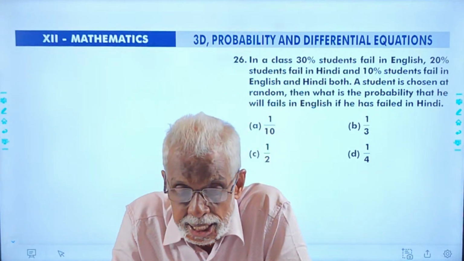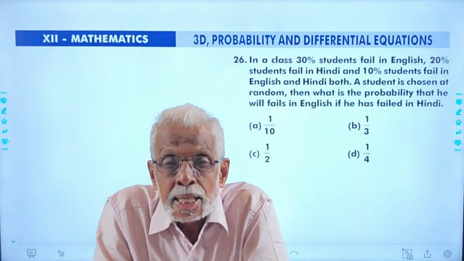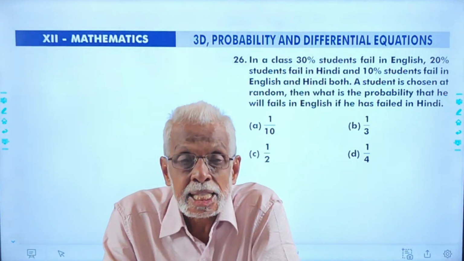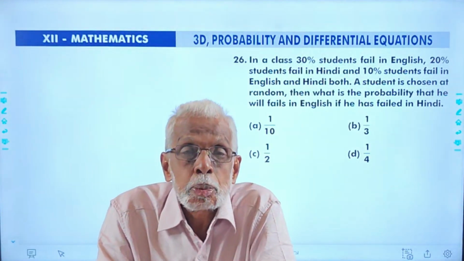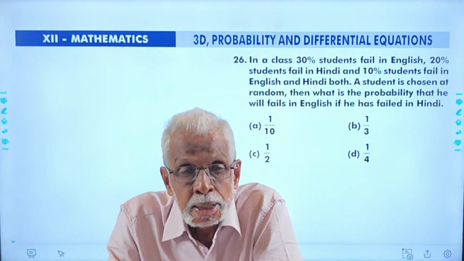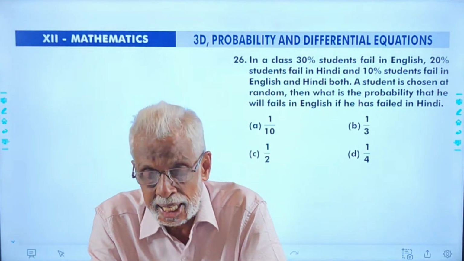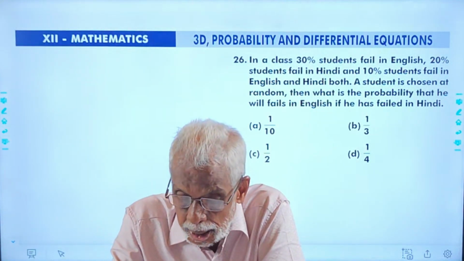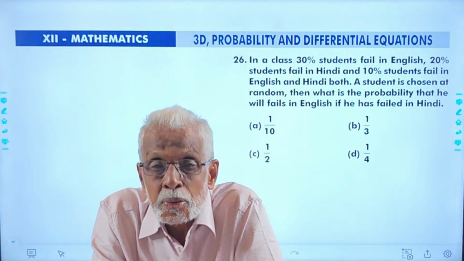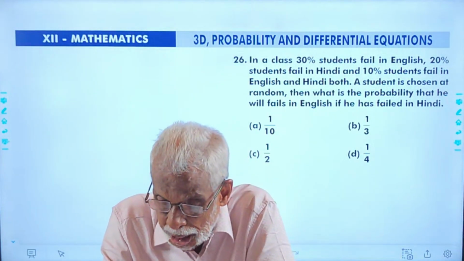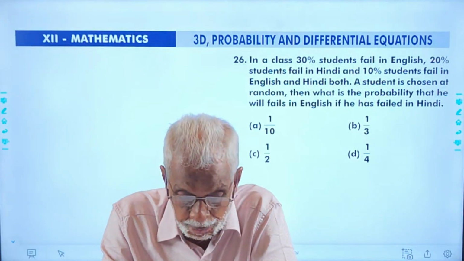We have to apply conditional probability. We can take S as a sample space. The experiment is random. We can take A as the student chosen fails in English, B as the student chosen fails in Hindi. What is A intersection B? Even that student chosen fails in both.